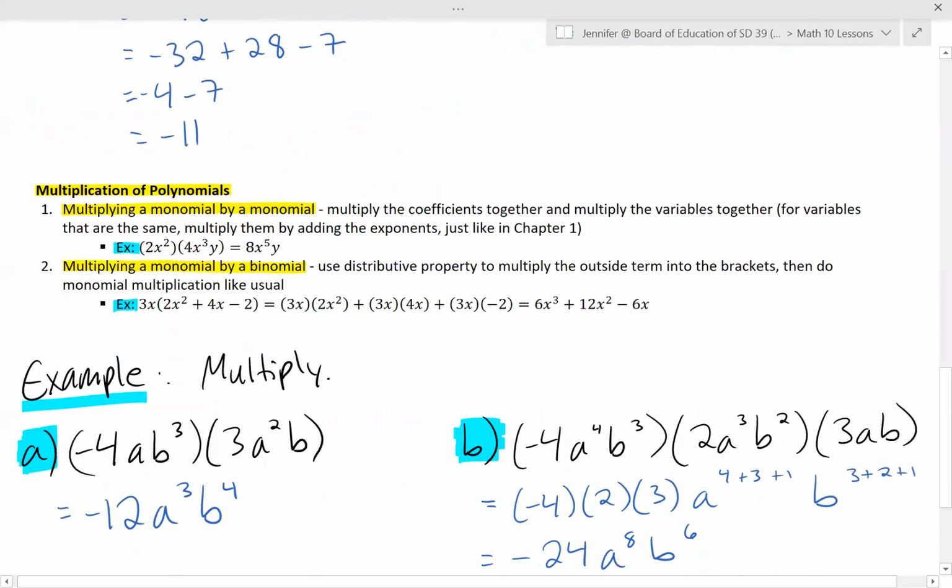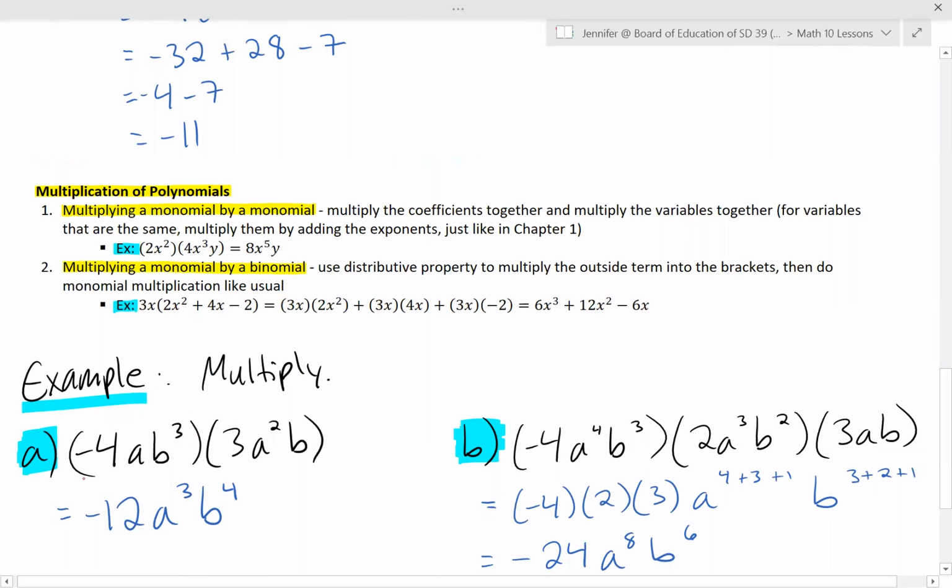Some examples. Easy monomial multiplication here. The coefficient becomes negative 12. The a's combine to give us a to the 3, and the b's become b to the 4. That's all you have to do.